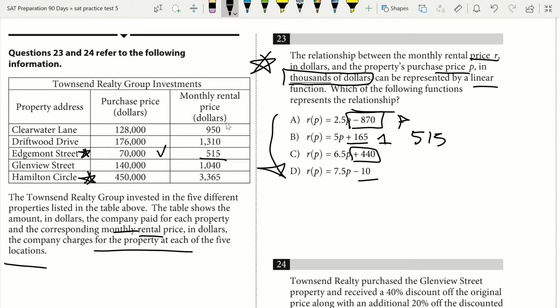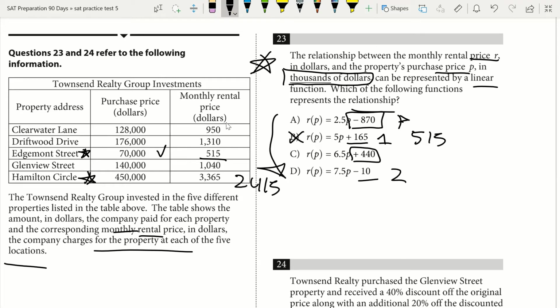I'm going to see if it checks off for my other one, though, because if it doesn't for the other one, it can't be my answer. So this one right here, it's going to be 450 times 5, and then adding in 165. When I do that, I get 2415. Okay, so getting 2415 here, that's way off. So B has to be wrong.